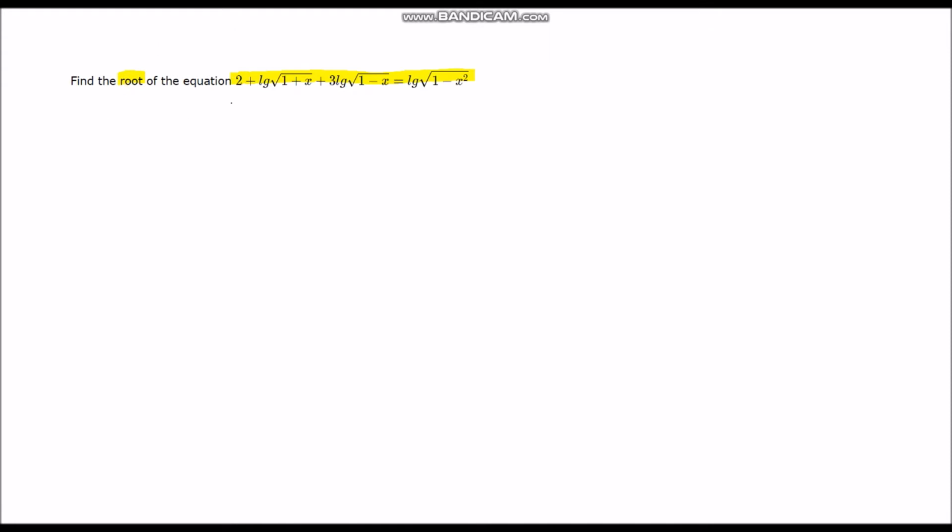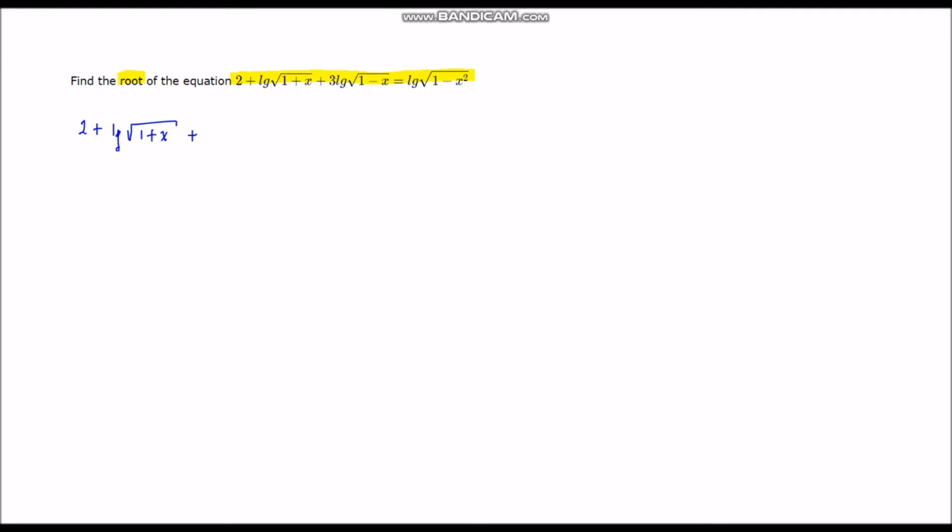Okay, so how can we solve for x? It says root, so there will only be one value for x. And in order to do that, we need to solve this algebraically. So let's rewrite this in another form, into a form that we can solve. So 2 plus log of root of 1 plus x plus 3.